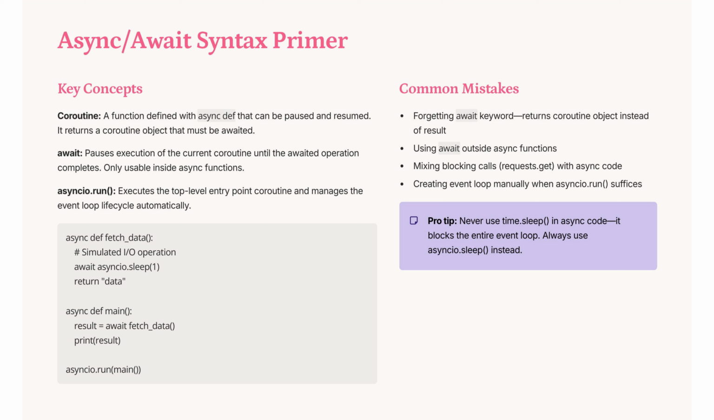Async await syntax is crucial for non-blocking I/O in Python. Define coroutines with async def and use await to pause execution until tasks complete. Use asyncio.run to manage the event loop. Avoid common pitfalls like forgetting await, using blocking calls, or manually creating event loops. Always prefer asyncio.sleep over time.sleep.